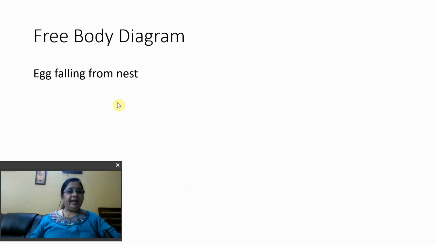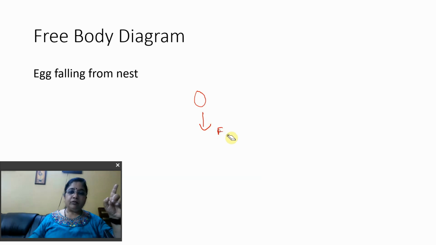This is the simplest: an egg falling from a nest, or you dropping a ball. Let me take an egg falling from a nest. There is nothing pushing this egg, right? What is acting on the egg that is bringing it down? That is the gravitational force. So there is only one force acting on the egg, and that is the force of gravity. This is the simplest of cases. You can isolate the egg and see what is acting on it. Obviously, it is only gravitational force. Let us go to the next scenario.